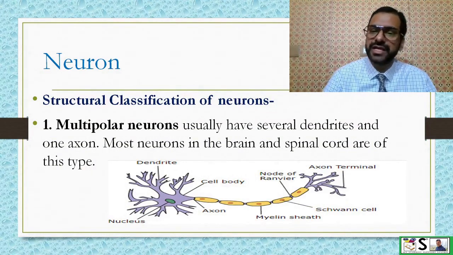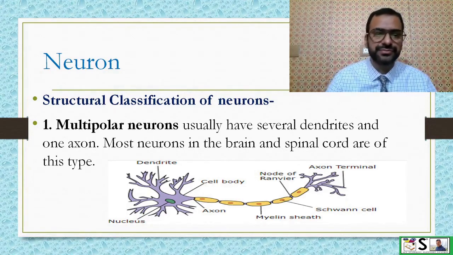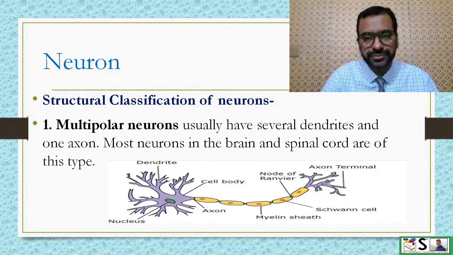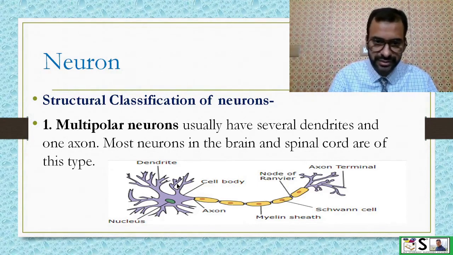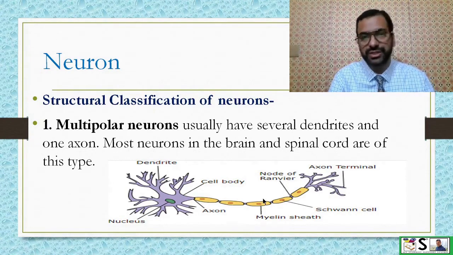Multipolar neurons usually have several dendrites and one axon. Most neurons in the brain and spinal cord are of this type. So here, many dendrites and one axon. So this is a multipolar neuron.